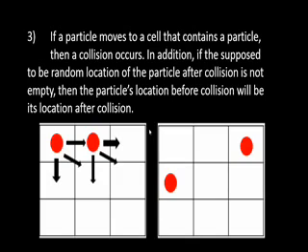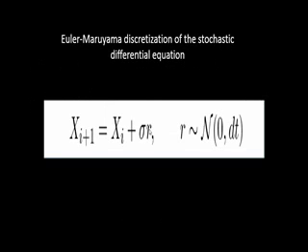In addition, if the supposed to be random location of the particle after collision is not empty, then the particle's location before collision will be its location after collision. We used Euler-Maruyama because we are dealing with stochastic motion. Stochastic means that the increments in location of the particle in the grid are random.